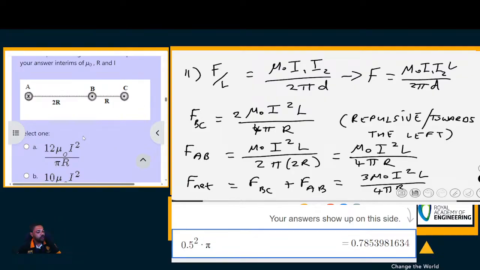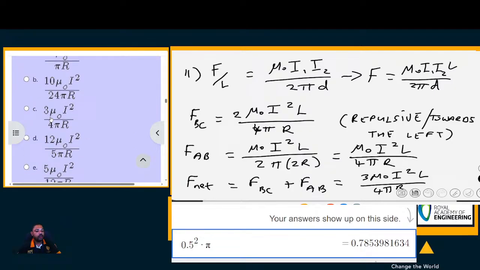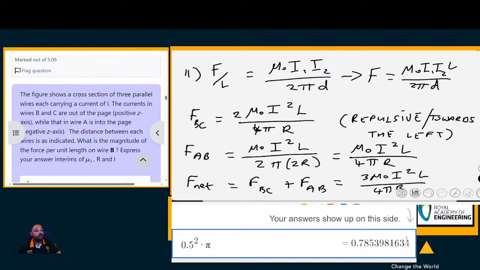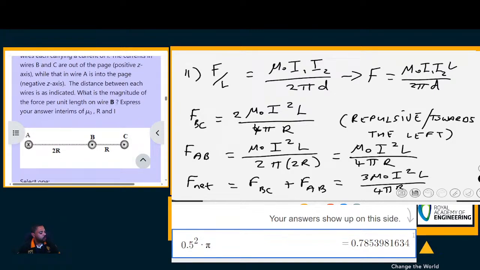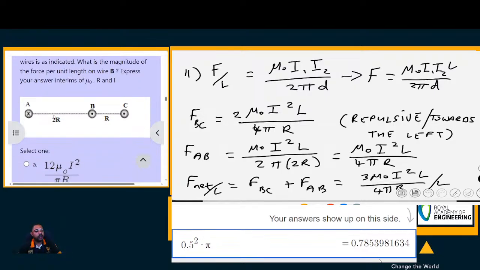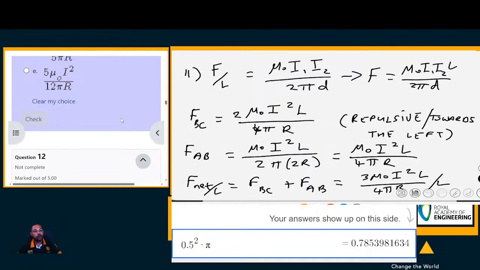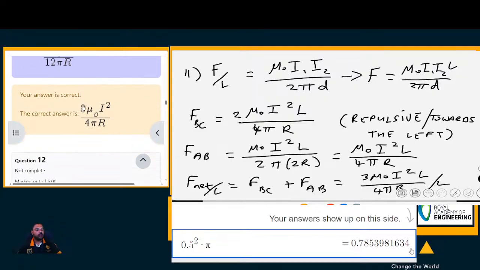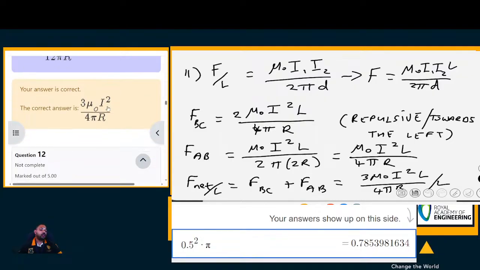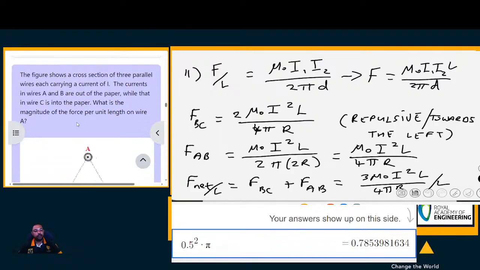So it will be 3 mu naught I squared over 4 pi r. By the way, we are calculating not the force, but the force per unit length. So if we divide both sides by L, we have the force per unit length. And this is the answer: 3 mu naught I squared over 4 pi r. Let's check. Your answer is correct, 3 mu naught I squared over 4 pi r. And that is wonderful.